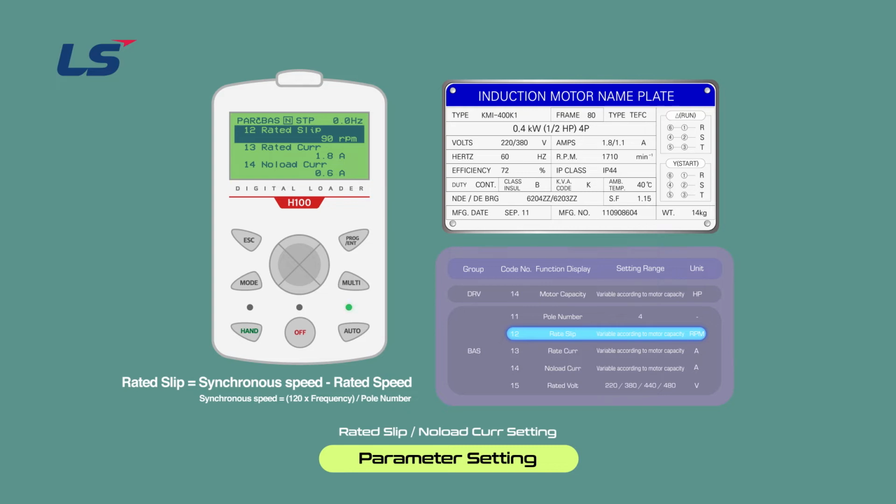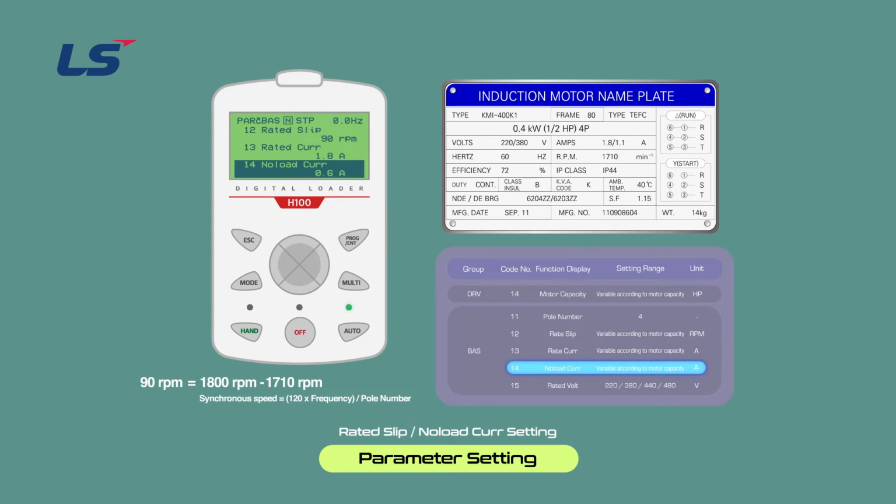At H100, the rated slip can be obtained by calculating the synchronization speed minus the rated speed, and the slip of the motor is 1,800 RPM minus 1,710 RPM, that is 90 RPM. Finally, you can set the BAS 14 no-load current to about a third of the rated current.